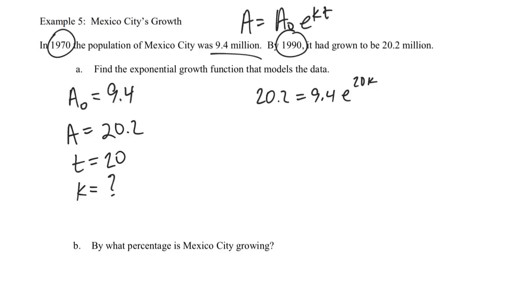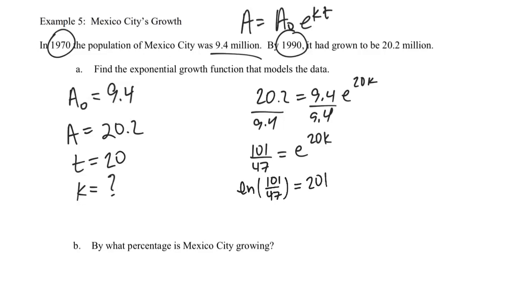The first thing I want to do is divide both sides by 9.4. When you do that, I would highly recommend leaving it as a fraction or using the calculator to convert back to a fraction. What you're going to get is 101/47 = e^(20k). Take the natural log of both sides, so ln(101/47) = 20k, and then divide both sides by 20 in order to get your k value.